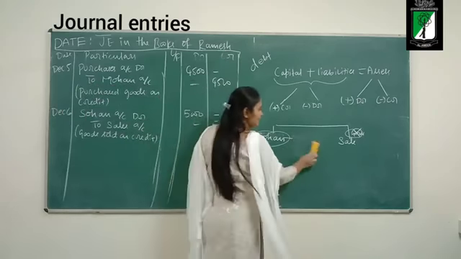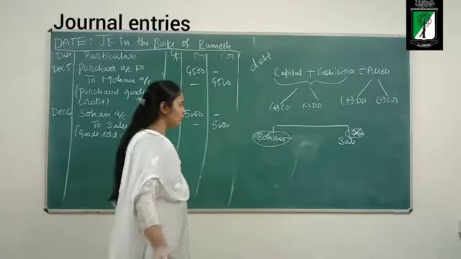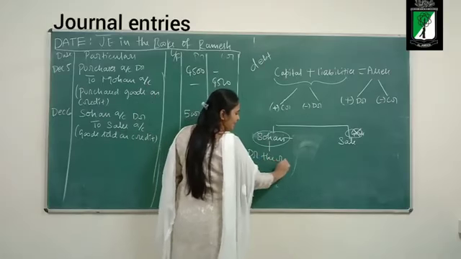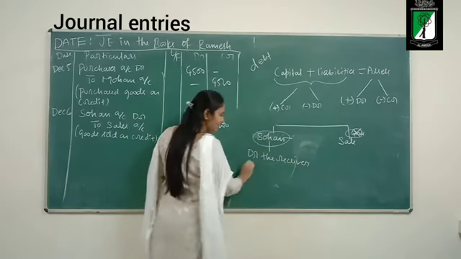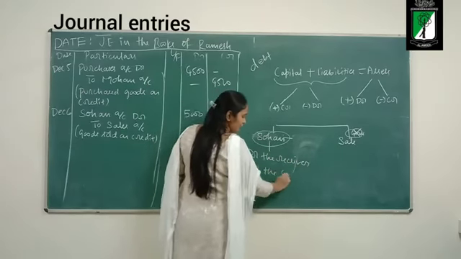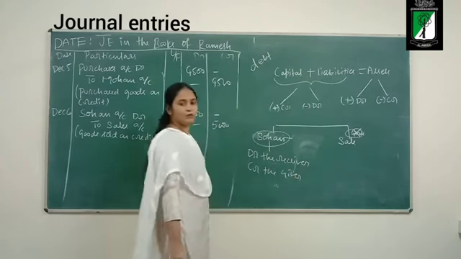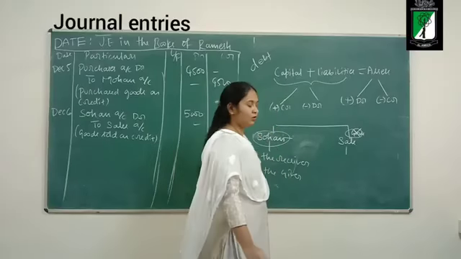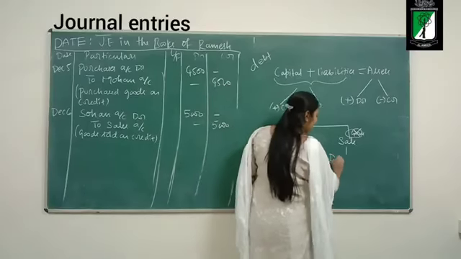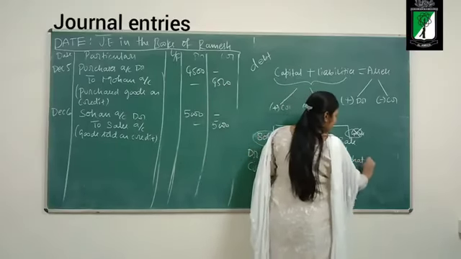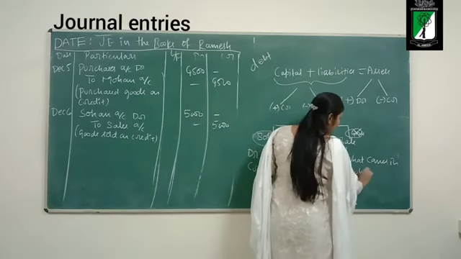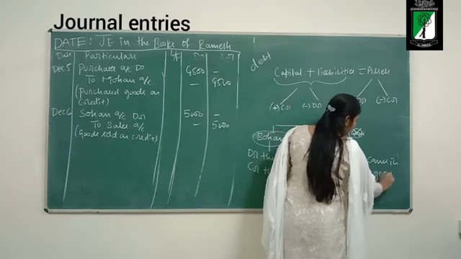Sohan is a person. Personal account rule. What does personal account tell? Debit the receiver, credit the giver. Okay, sale of goods is an asset. So which account rule? Real account rule. What does real account say? Debit what comes in, credit what goes out.